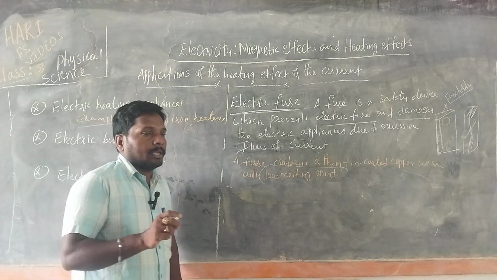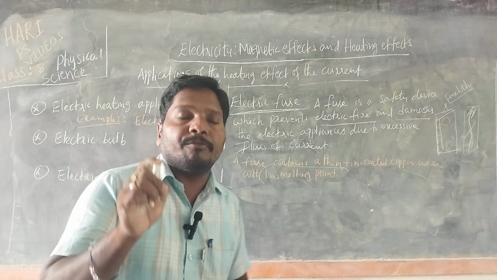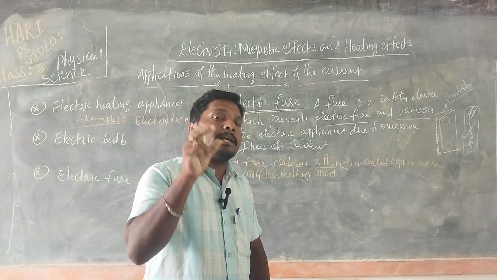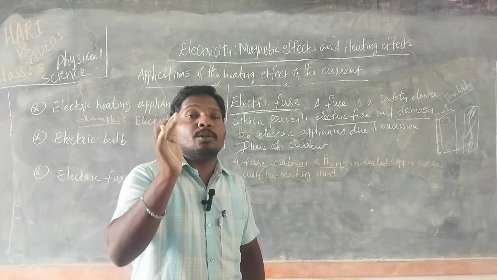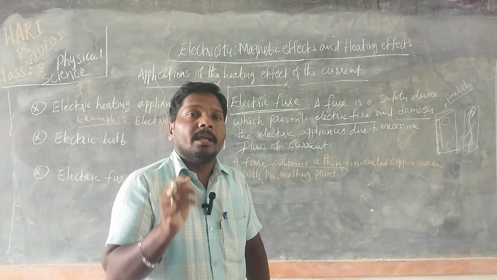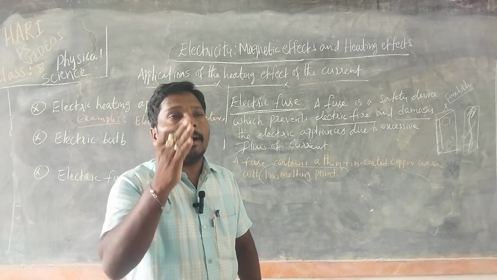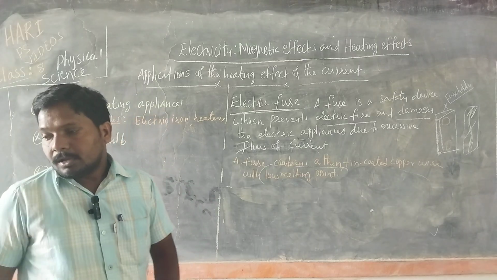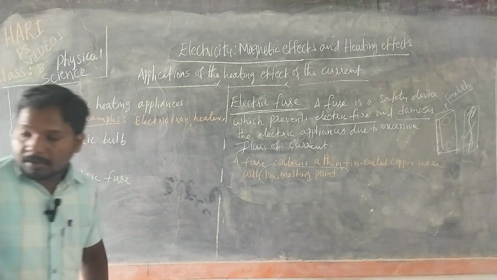We use only a thin fuse wire. A thin fuse wire has high resistance with low melting point. Due to excess electric current, it will easily break the circuit by melting and breakdown.